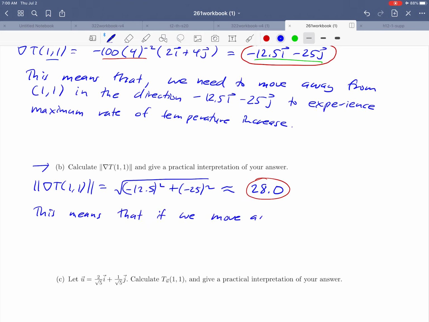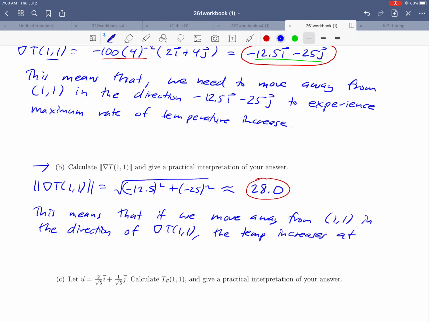So if we move away from (1, 1) in the direction of the gradient, the temperature increases at a rate of 28, but what would the units on that be? How are we measuring temperature in this problem? You can look up and notice that our units for temperature are degrees Celsius, and our distance units are meters, so this should be degrees Celsius per meter. That's the actual units on the rate of change.